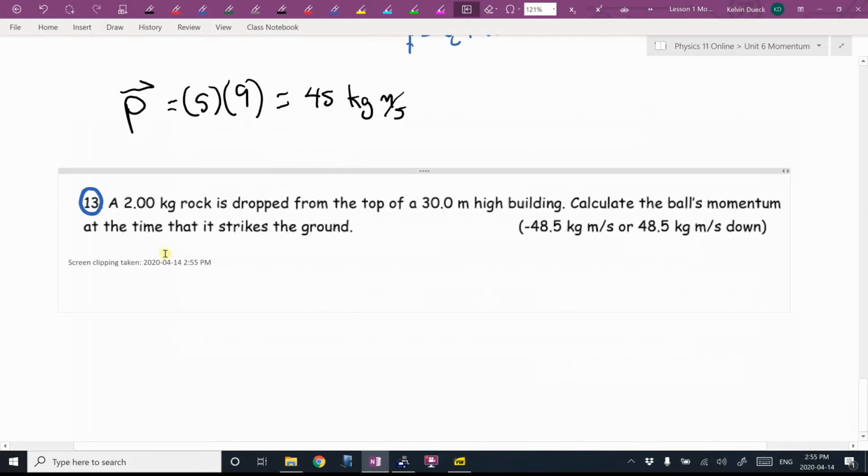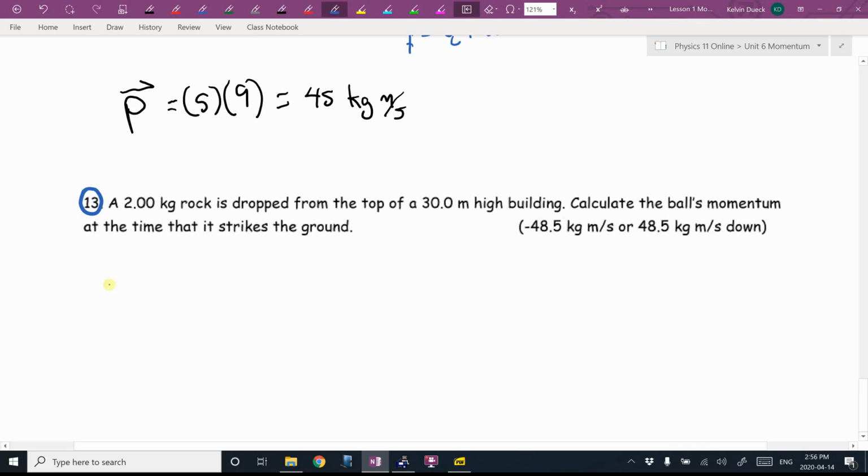A rock is dropped from the top of a 30-meter high building. Calculate the ball's momentum when it strikes the ground. Mr. Dueck, is it 0? No, your final velocity when you hit the ground is not 0. If you don't believe me, do a belly flop onto the concrete sidewalk. I assure you it will hurt. If your final velocity was 0 when you hit the ground, it wouldn't hurt. Your velocity after impact, after the ground decelerates you, will be 0, but that's not what we're talking about here.